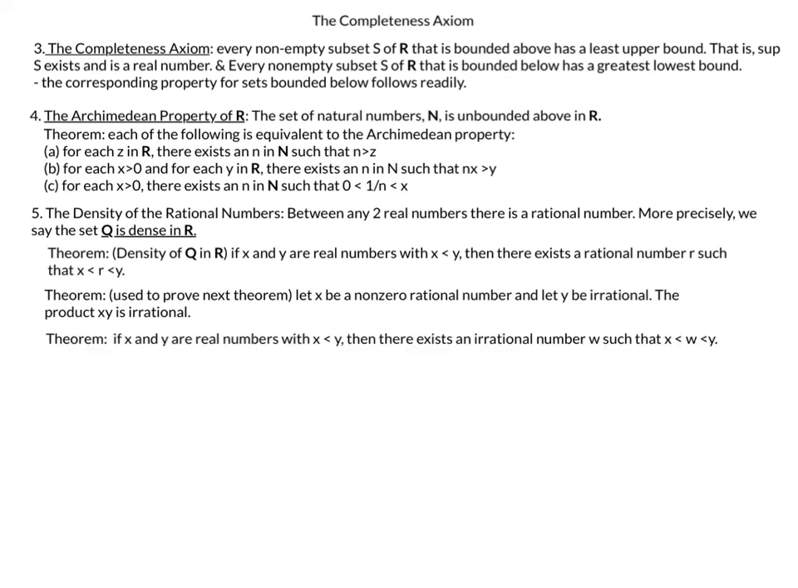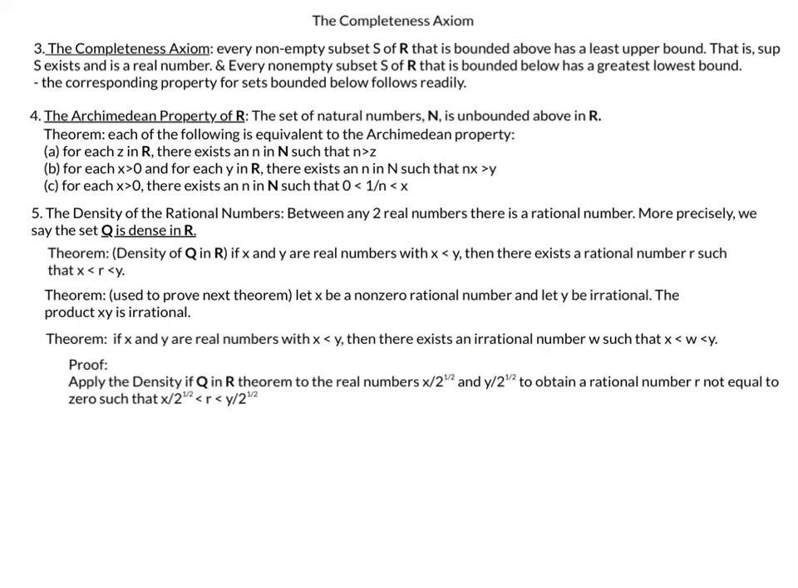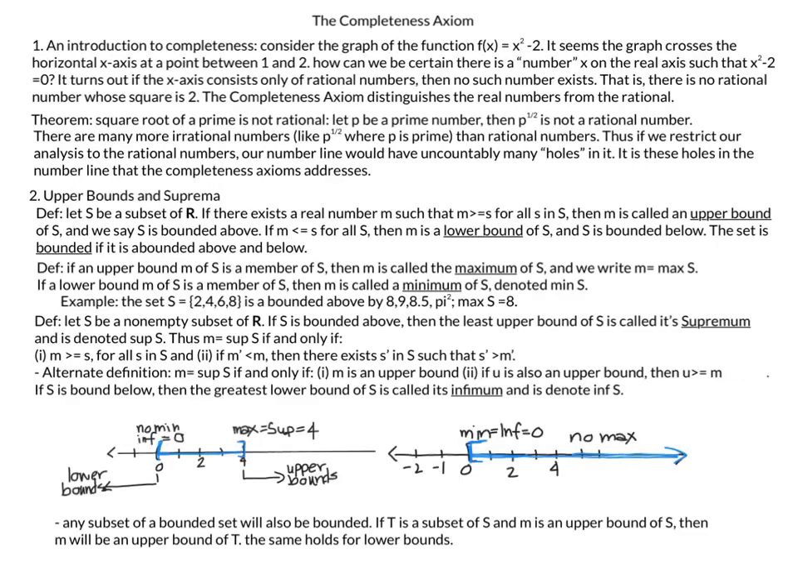Our next theorem says if x and y are real numbers with x less than y, then there exists an irrational number w that is between x and y. So if you compare this to the density of Q and R theorem, this is kind of like the density of irrational numbers in R. Those are the main concepts.